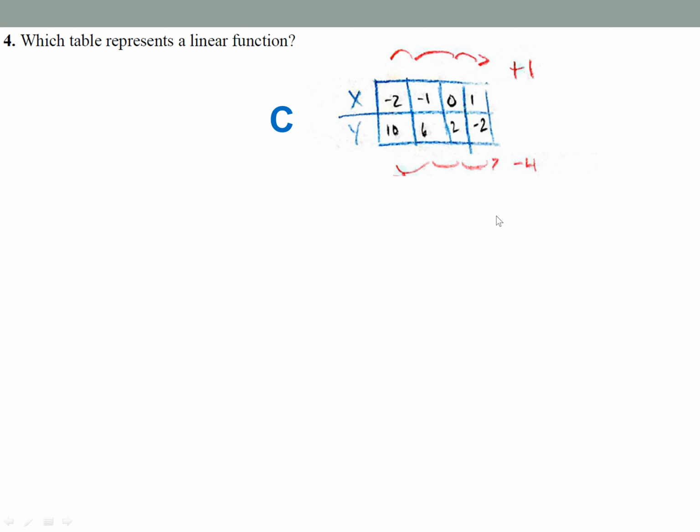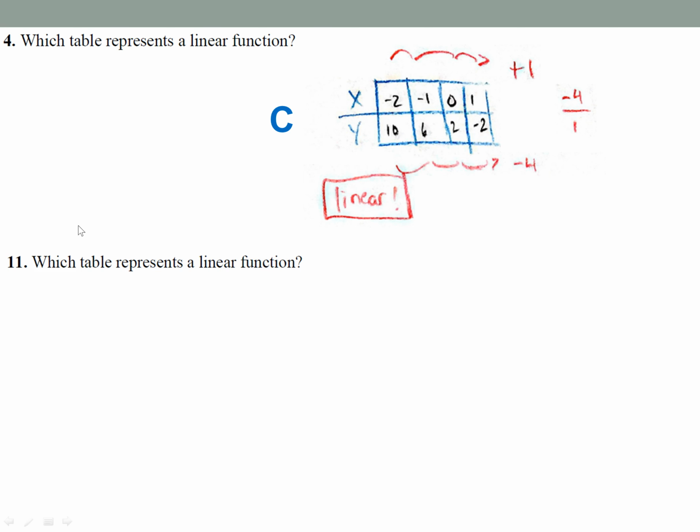And that is the key, because I am always just adding by 1 on the x, and I'm always adding by, or subtracting, negative 4 on the y. I know that is a constant rate of change. And because that rate of change is constant, skadoosh, I have my rate of change, or my slope, which is negative 4 over 1. It's linear, and that's what I'm looking for. So the correct answer for 4 is answer choice C.